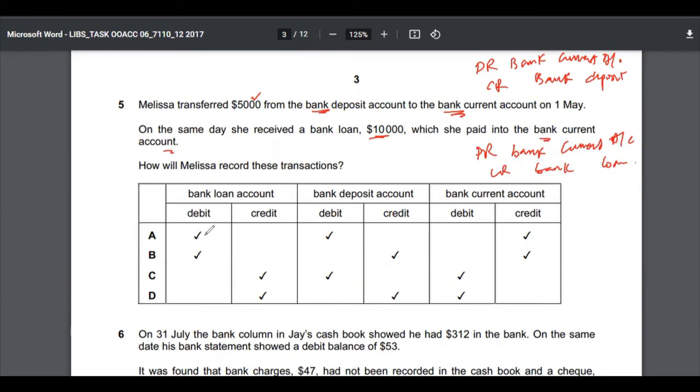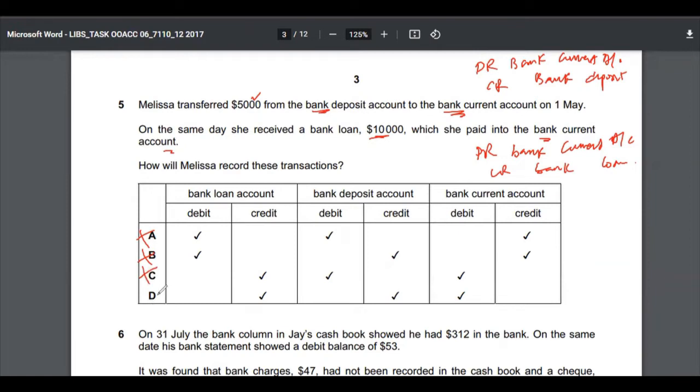So I can see option A and option B are absolutely incorrect because Melissa received this, right? So you can come down to 50-50 now and focus on option C and option D, right? So you see bank loan credits here, bank deposit debit, but this is wrong, right? This is wrong because there's a credit on bank deposit account. So option C is also incorrect.